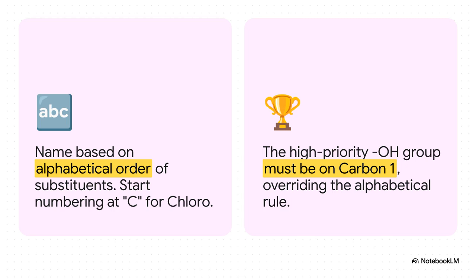Now this slide is so important because it shows the exception. On the left, we just followed the alphabet. But look at the right. We've introduced an alcohol group, that negative OH. An alcohol group is like a VIP. It doesn't care about the alphabet. It walks right in and takes the number 1 spot on the ring, period. Everything else just has to number around it.